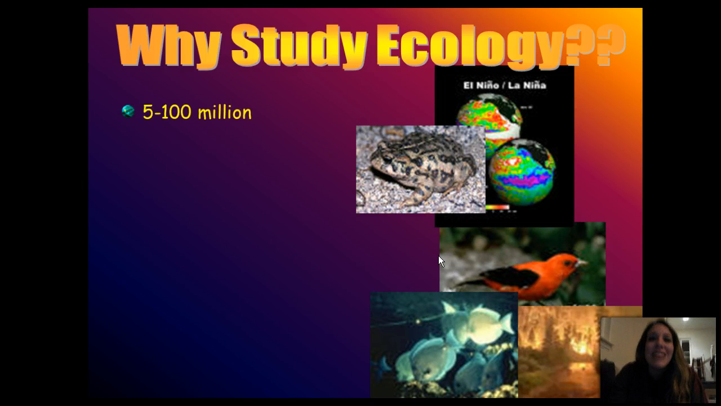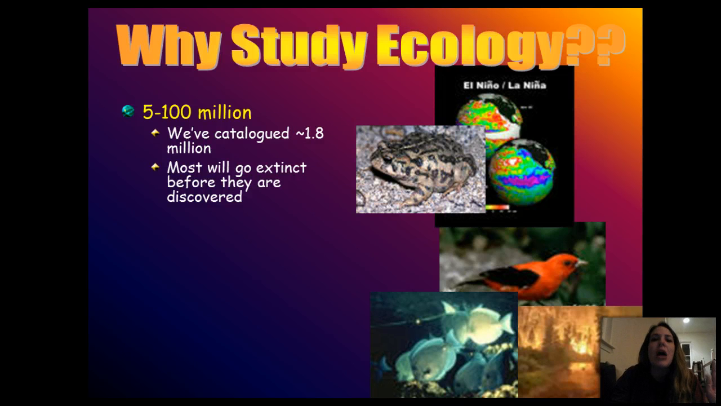So anyway, things are happening fast, and we can't even figure out why everything's happening the way it is, but certainly a lot of it has to do with human activities. So there could be anywhere from 5 to 100 million species out there in the world still yet to be discovered. At this point, we've only cataloged about 1.8 million species, just a fraction of what could be out there. But again, we're losing these species faster than they can even be discovered.